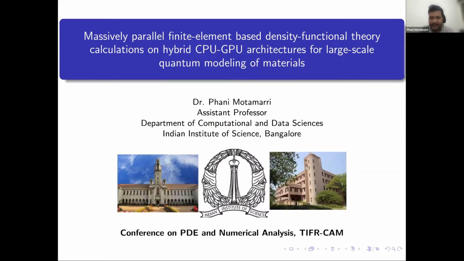Today I will be talking about work which was partly done at the University of Michigan when I was a research faculty member there, and also after I started my stint at the Department of Computational and Data Sciences at IISc Bangalore. This would be on massively parallel finite element based DFT calculations, and I will tell you briefly what DFT is, on hybrid CPU-GPU architectures, specifically targeted at large-scale quantum modeling of materials, and what you can do with this.